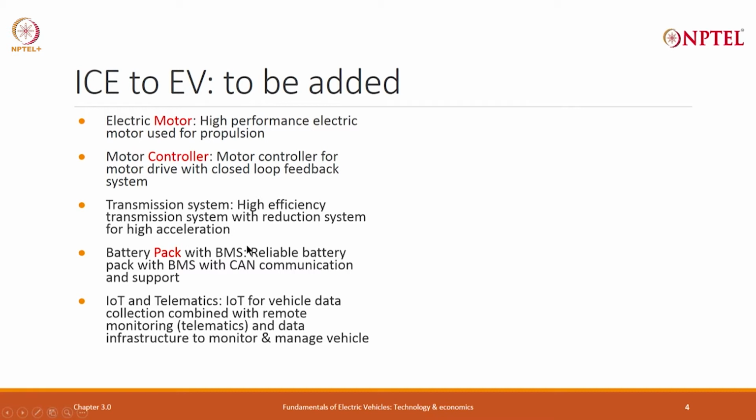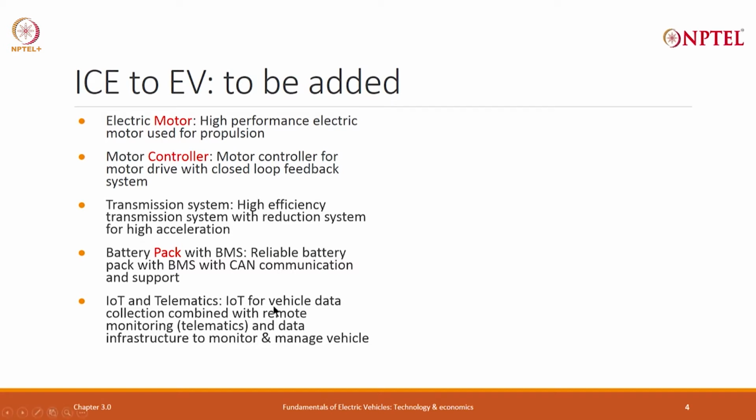All of them will have CAN communication. Everything will be communicating to the vehicle controller through CAN: the electric motor, controller, battery pack, everything will be communicating. IoT and telematics, more or less everything has become electronics. Today communication is so common. So, this is something that invariably gets added.